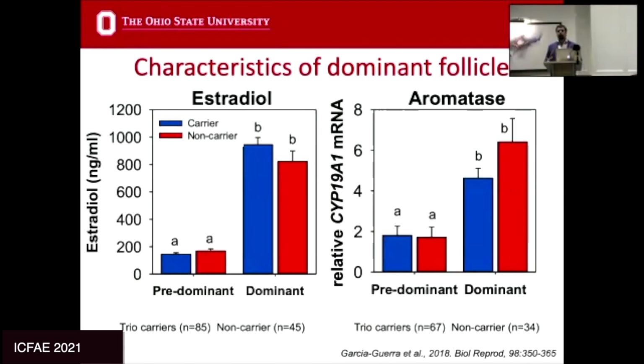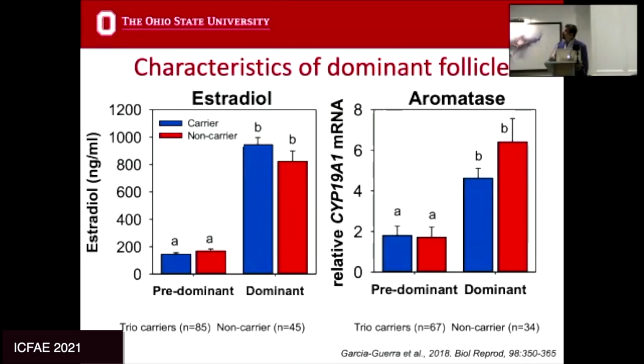So then we wanted to see, okay, if they do acquire dominance at a smaller size, what about the actual phenotype of those dominant follicles? So we classified follicles as dominant or non-dominant, irrespective of size, and we looked at several of these markers. Here you have estradiol. You can see a significant increase from predominant to dominant, which is something we have known for many, many years, but again, no difference between the two genotypes once you account for their stage.